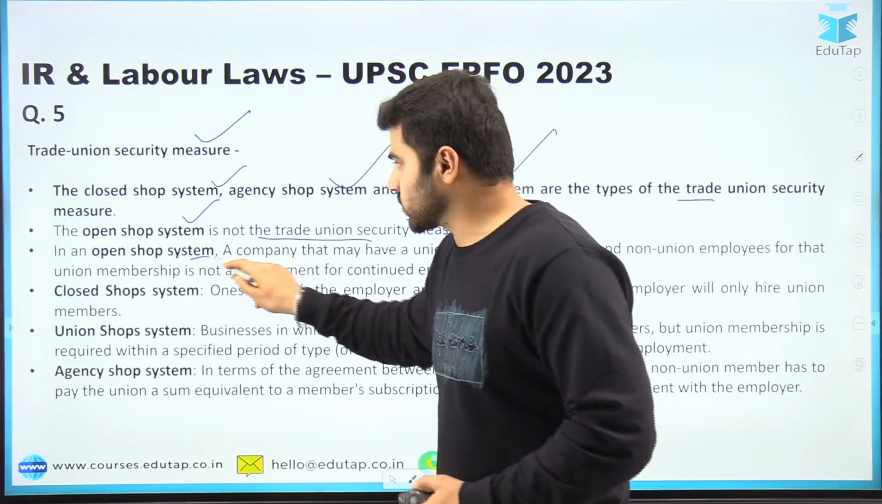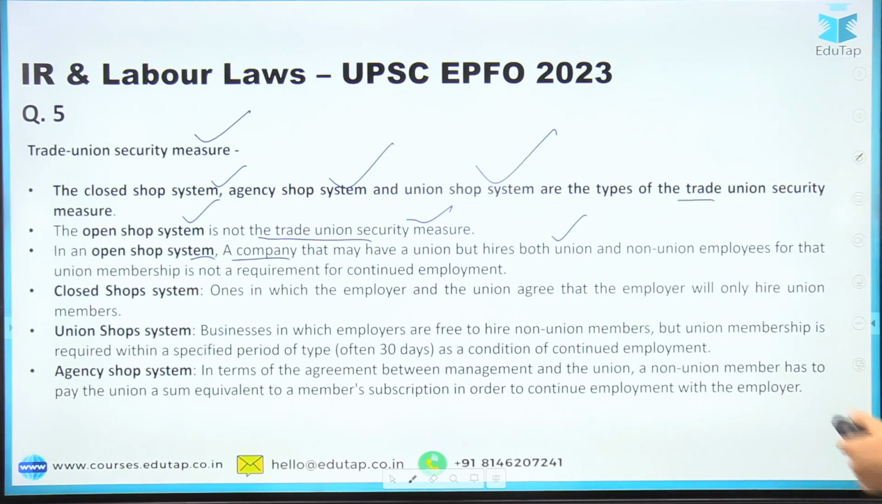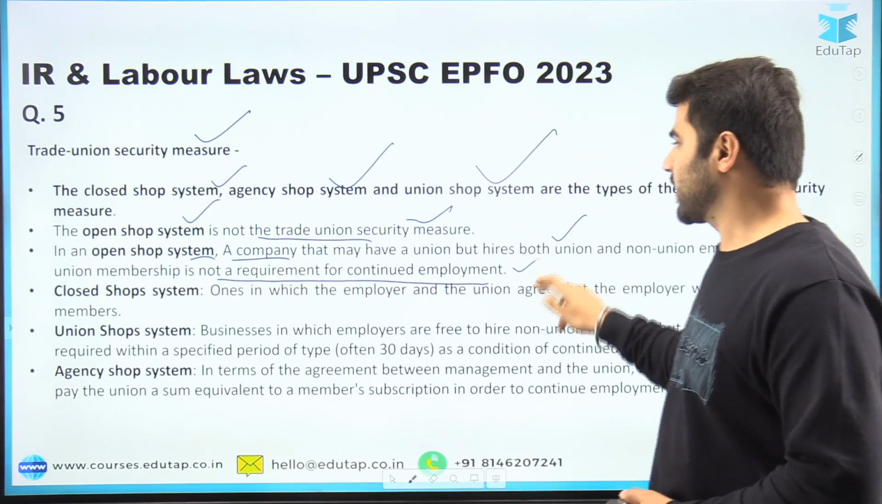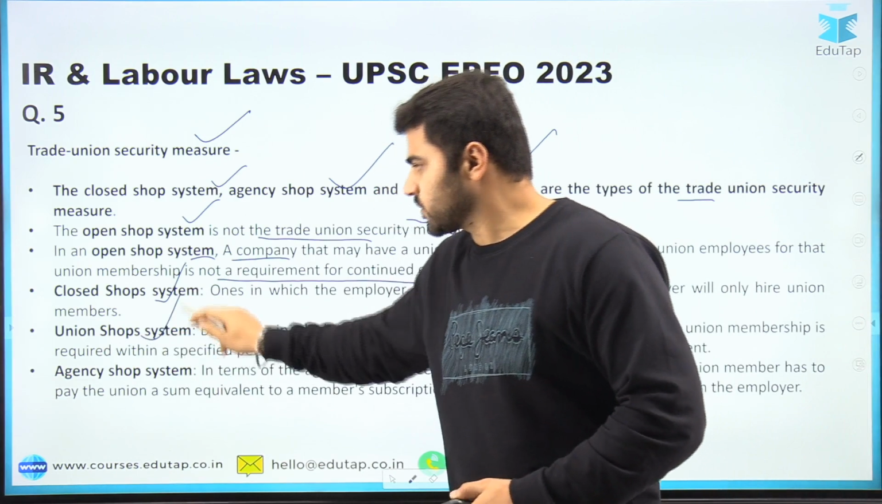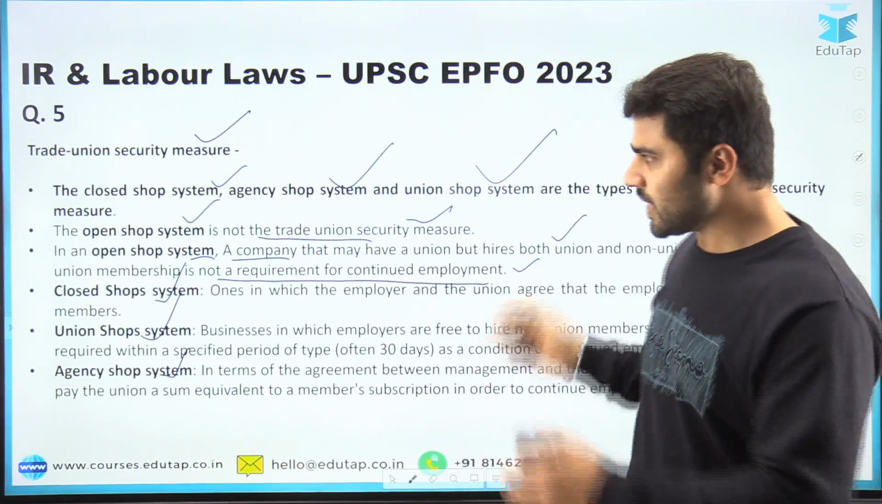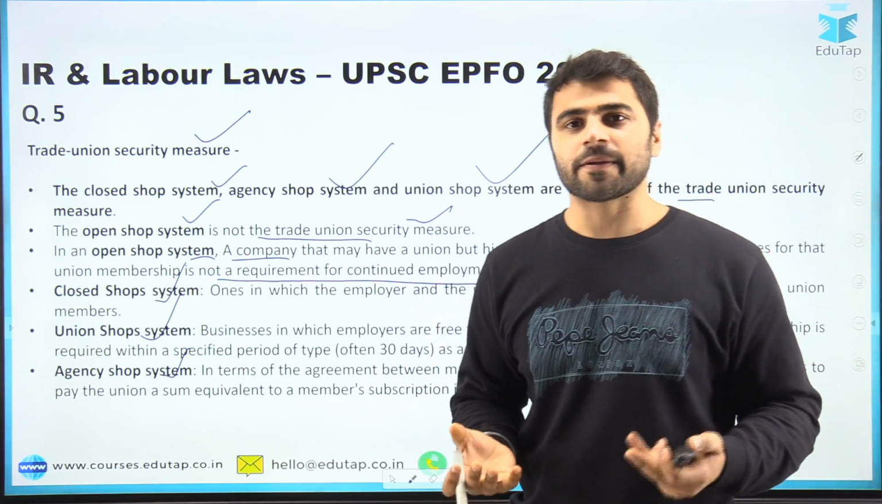In an open shop system, a company may have a union but hires both union and non-union employees, for whom union membership is not a requirement for continued employment, right? You can read about closed shop system, you can read about union shop system, and also you can read about agency shop system, right? That is why we have provided you an elaborated explanation so that you can evaluate something.